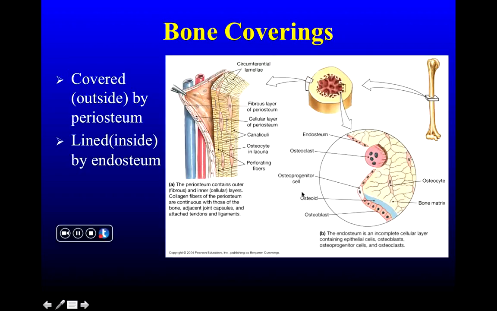Okay, so two different coverings of bone: the outside periosteum, the inside endosteum. Two different functions. Oh, look, here's an osteoprogenitor cell. Do you recall what that does? I'm pausing for you to say the answer. What you know? It makes osteoblasts. So we can also make bone from the inside. Okay.